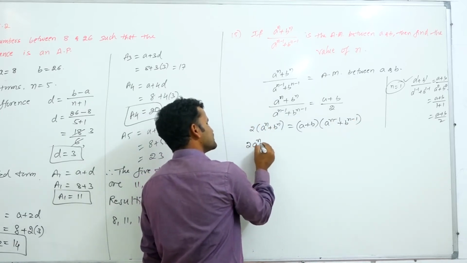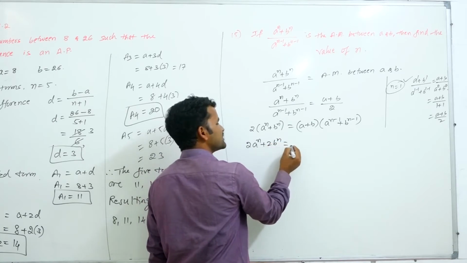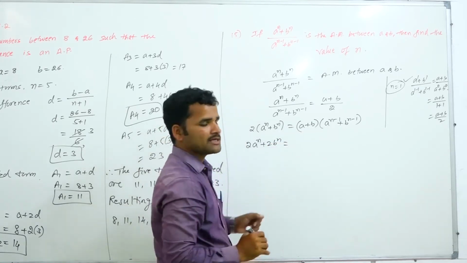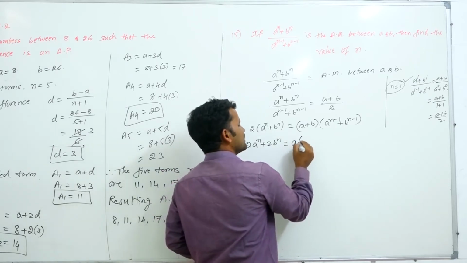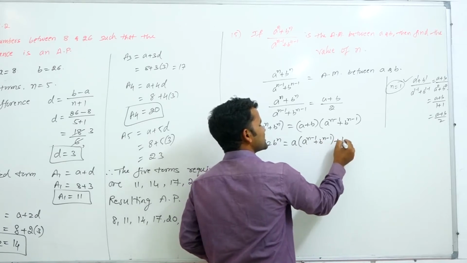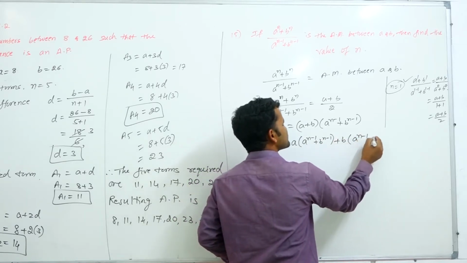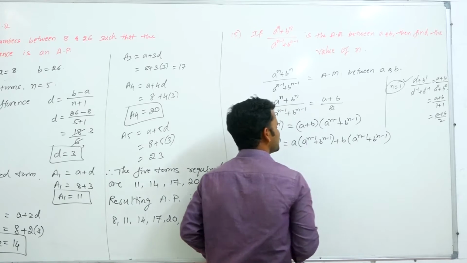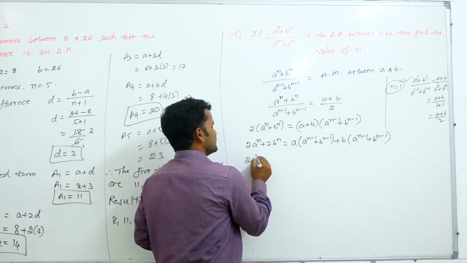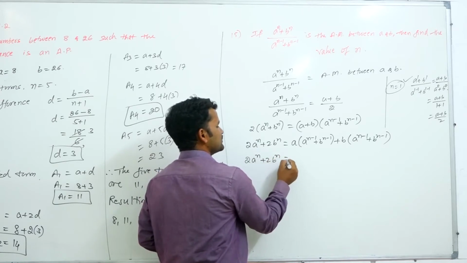2 into a raised to n plus 2 into b raised to n is equal to, first a gets multiplied with these two, then b gets multiplied with. Let me write that one. a into (a raised to n minus 1 plus b raised to n minus 1) plus b into (a raised to n minus 1 plus b raised to n minus 1). Okay, 2 into a raised to n plus 2 into b raised to n.